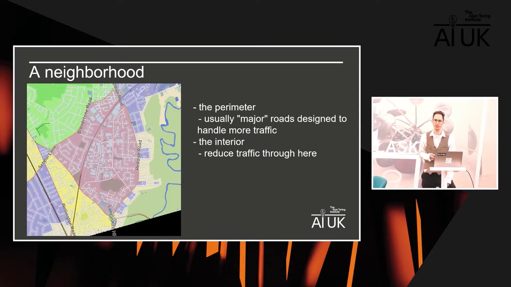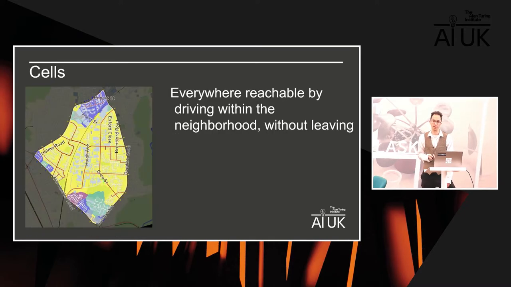So to start with, we have to define what a neighborhood is. In short, it's two pieces. We draw the perimeter roads around the edge of it, and the intention is that these are major roads that are explicitly designed to handle traffic going long distances. But in the interior of the neighborhood, we don't want a lot of traffic cutting through.